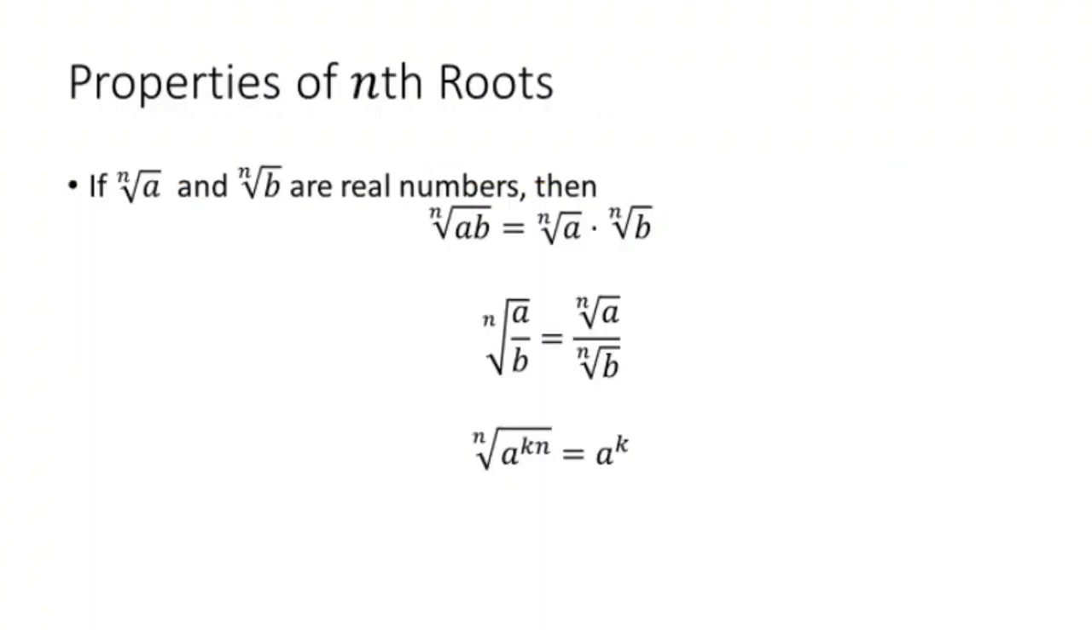What's great about nth roots is they have the same properties that we've seen in square roots. So if the nth root of a and the nth root of b are real numbers, the nth root of a product is still the product of the nth roots. The nth root of a quotient is the quotient of the nth roots. The only difference is when we take the nth root of a to the k times n, that is going to equal a to the k. It's exactly the same as what we've seen with square roots if we replace the n with 2. So all the properties of square roots can be easily extended to nth roots.